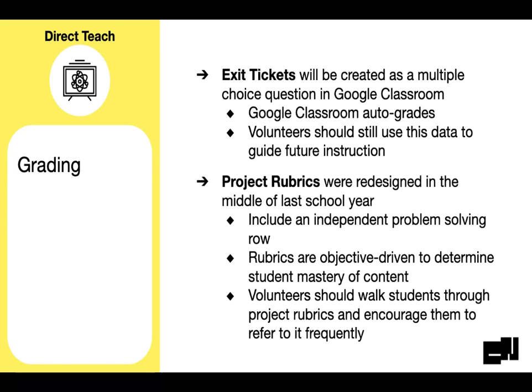Our project rubrics were redesigned in the middle of last school year, and we will be keeping the changes. This means it includes an independent problem-solving row. The rubrics are objective-driven to determine student mastery of content, and it's important for volunteers to walk students through project rubrics and encourage them to refer to it frequently because they're not as prescriptive, same as the popcode directions.